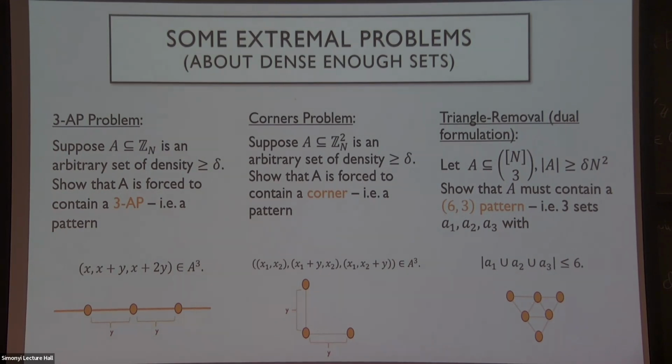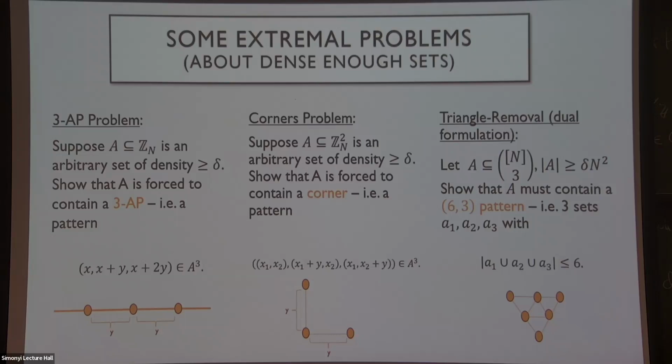So we can find, for example, some non-trivial three-term arithmetic progression inside any dense subset of a cyclic group with n integers. The second problem is the corners problem. We'd like to find this sort of pattern inside some two-dimensional dense set. And then here is a dual equivalent formulation of the triangle removal problem due to Ruzsa and Szemerédi, which is asking, if you have a large enough hypergraph, can you find three sets whose union is very small, only size almost 6?